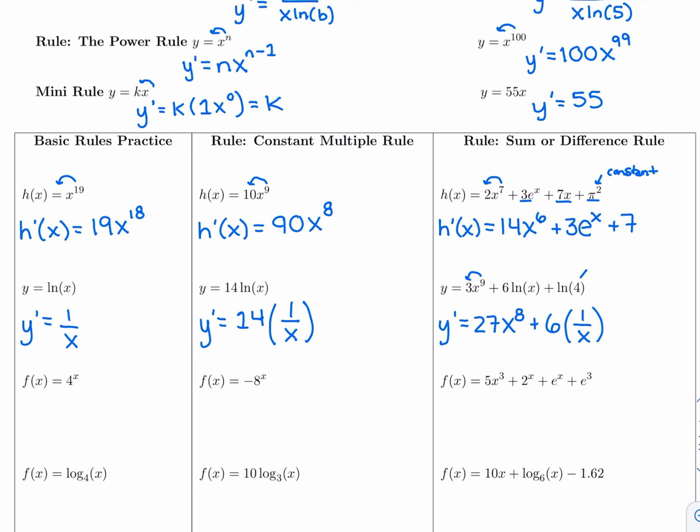And then ln of 4 does not have an x with it. It is a constant. You could plug it into your calculator. It's just some decimal. The derivative of every constant is 0.